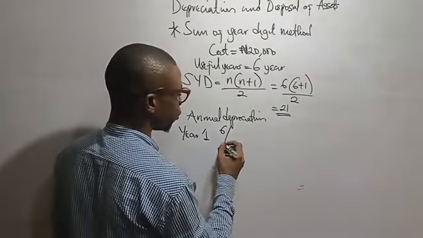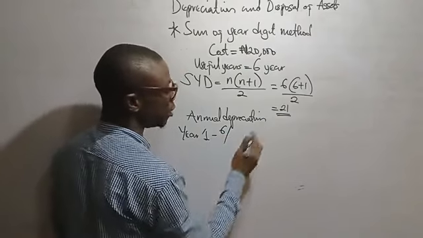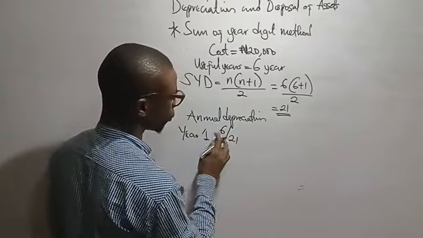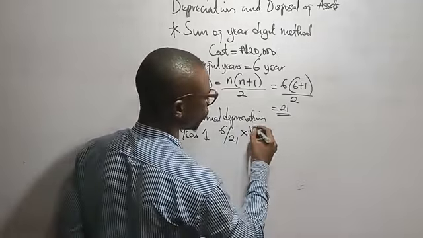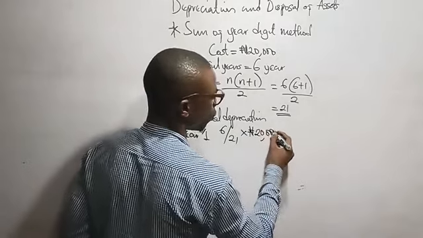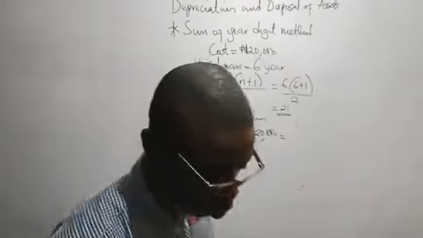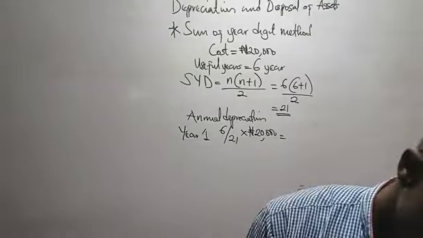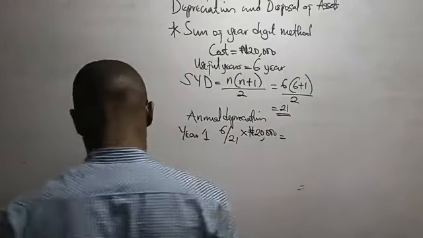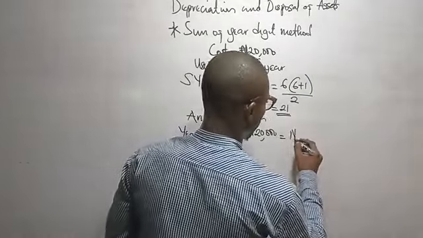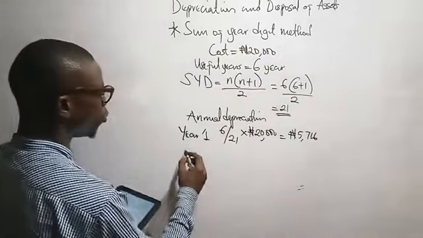Divided by what? Divided by the sum of the year digits. What is the sum of the year digits? 21. Are we together now? Multiplied by the cost. What is the cost of the asset? 20,000. So 6 divided by 21 times 20,000 will give you 5,716. Now let's go to year 2.